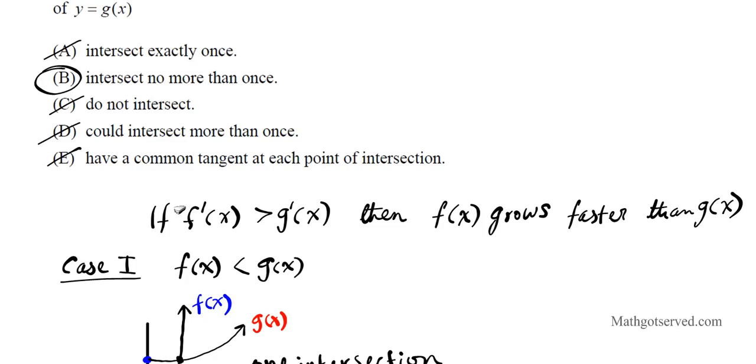So the answer is clearly option B. It intersects at a maximum of one time if g of x started ahead of f of x, or they started at a common point, or else there will be no intersection. So the answer to this is option B.